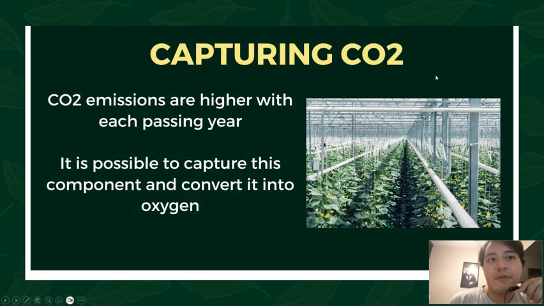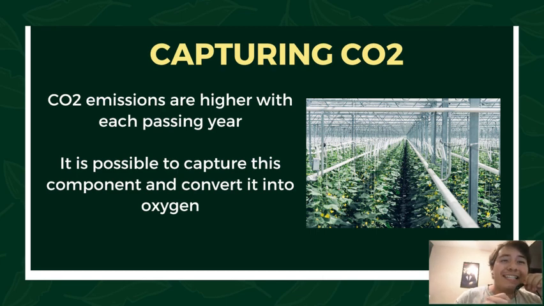Then we have the second one. This is the environmental process. As we know, artificial photosynthesis can convert CO2 into oxygen. This is a natural process that all living plants can do. So how can we do this process artificially? We can produce artificial leaves to convert the CO2 in our atmosphere and transform it into oxygen.